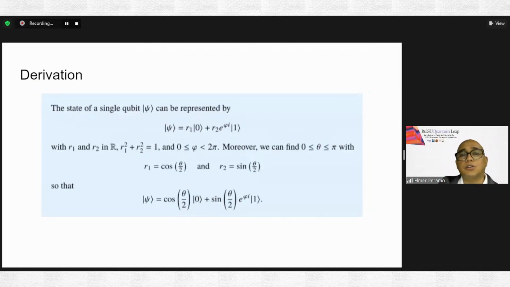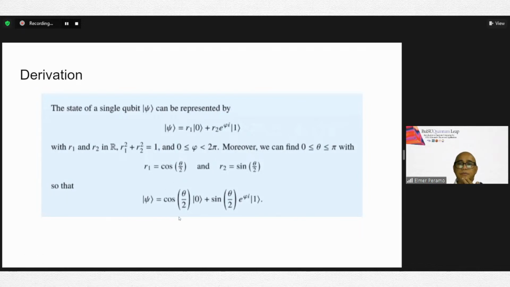So the state of a single qubit psi can be represented by this one, r sub 1 ket 0 plus r sub 2 e to the i phi ket 1. You can see here r sub 1 is a real number, r sub 2 is a complex number. And we have to make sure that r sub 1 squared plus r sub 2 squared is equal to 1. And phi is the relative phase, an angle between 0 and 2 pi.